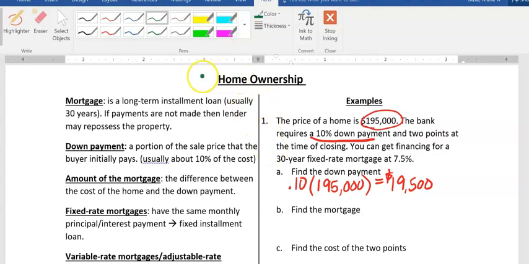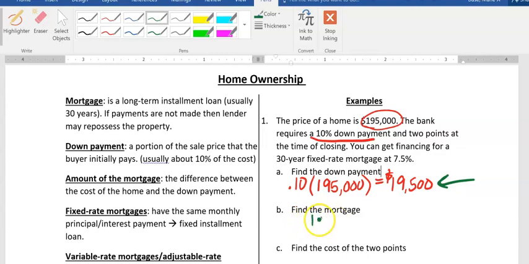Now, question B then asks you to find the amount of the mortgage. So the mortgage is the amount you have to borrow from the bank. This is oftentimes where students make an error because they want to put this $195,000 as the amount borrowed, but that's not the case because you have to pay $19,500 of it up front. So that is an amount that you don't have to borrow.